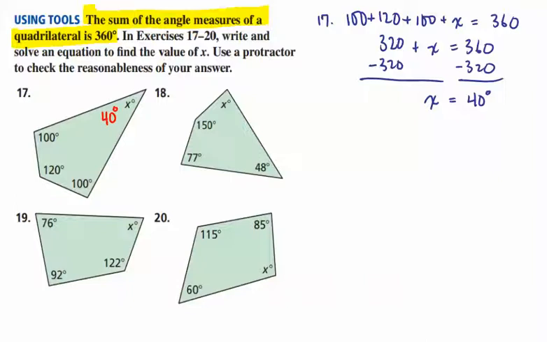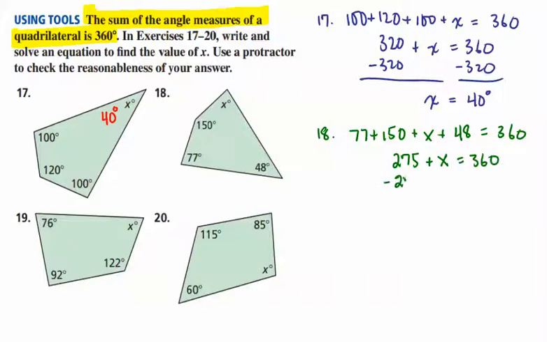I'll leave that for you to go back and check that 100 plus 120 plus 100 plus 40 adds up to 360 degrees. Let's look at number 18 then. The given angles that we have in this problem are 77, 150, plus x, plus 48, and that has to again equal 360. Now when we add 77, 150, and 48, we get 275 plus x is equal to 360.